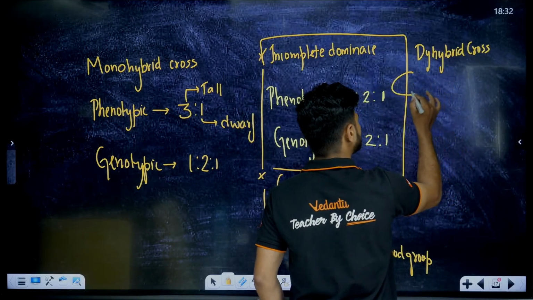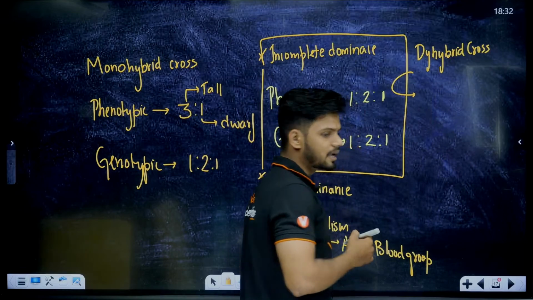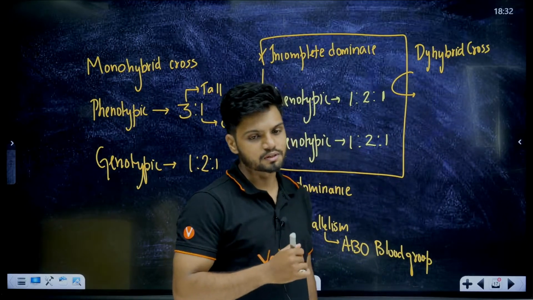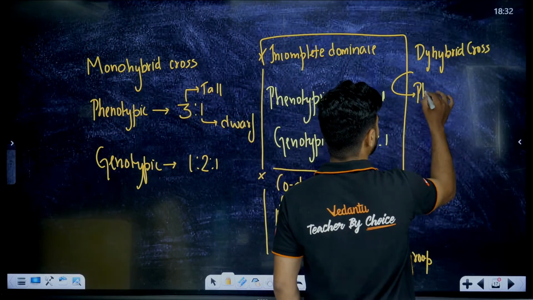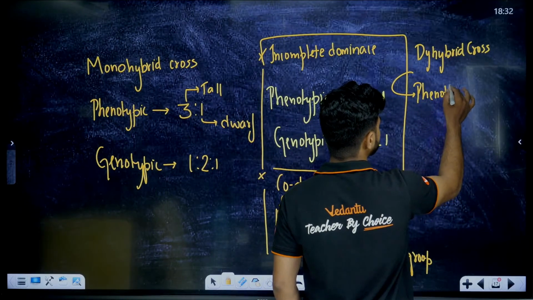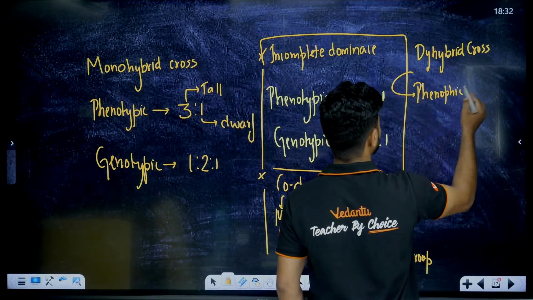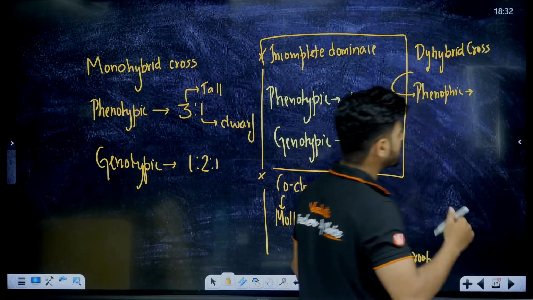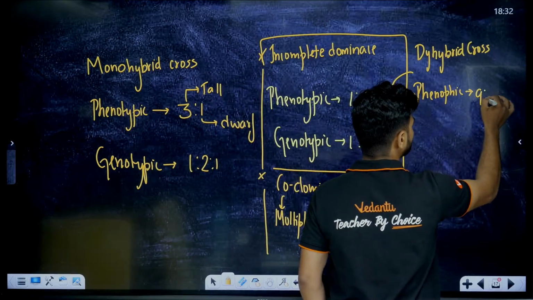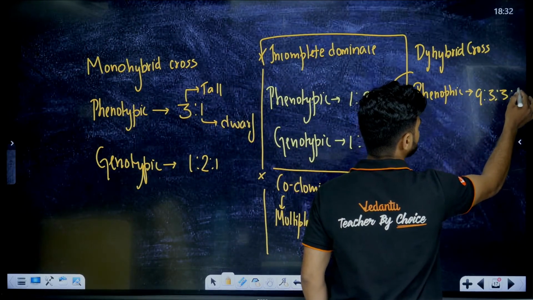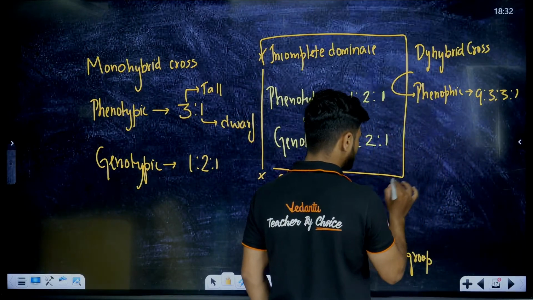In the case of your dihybrid cross, there are two genes involved. Can anyone tell me what is the phenotypic ratio? In the case of dihybrid cross, it's going to be 9:3:3:1.